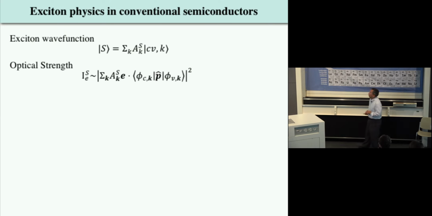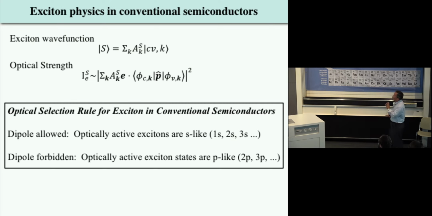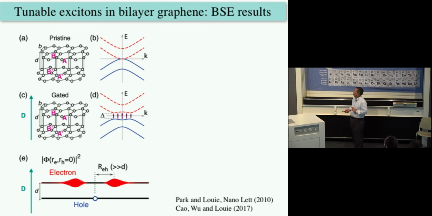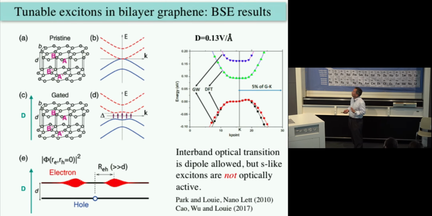I see that I'm running out of time, so I have one more topic, but I will just briefly tell you what the physics is, and then if people are interested, they could ask me more. We have been looking at the optical transition of semiconductors in 2 dimensions. Before we talk about something new related to that, let's look at conventional semiconductors.